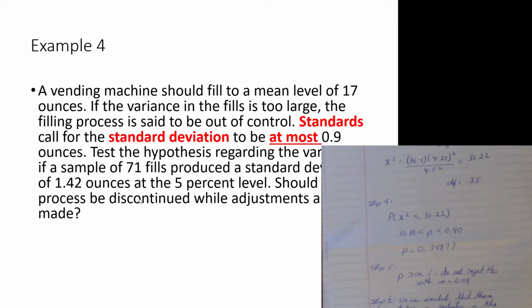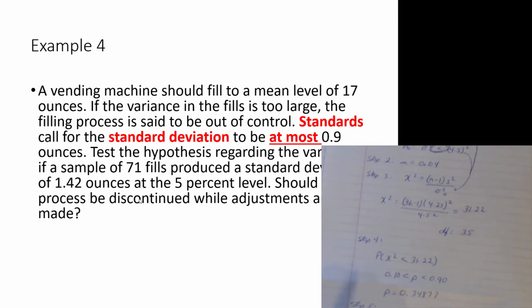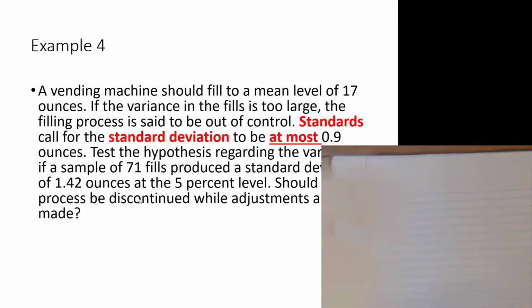Okay, one last question, and then we're all settled out on this particular unit. So if any machine should fill to a mean level of 17 ounces, the variance is too large, the filling process is said to be out of control. Standards call for the standard deviation to be at most 0.9 ounces. Okay, so when we see that word standards, that's suggesting that H0 is happening here. We're going to see H0 in the question, and that's what we do see.